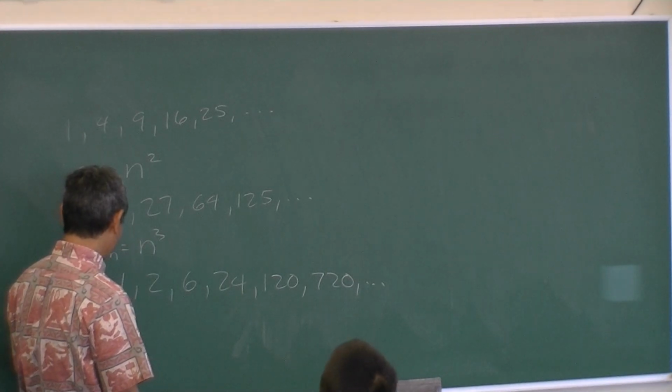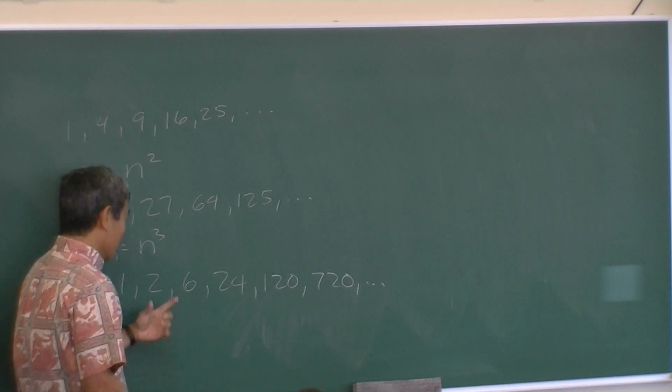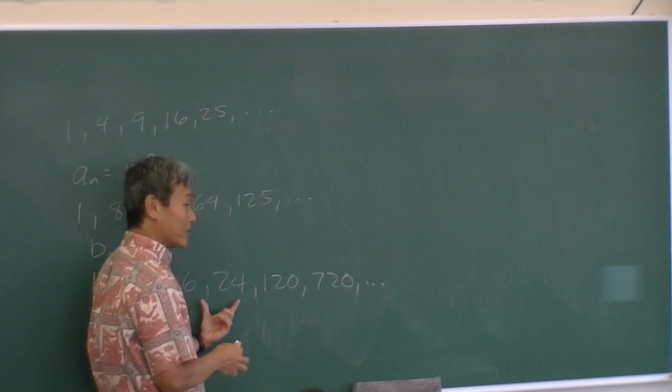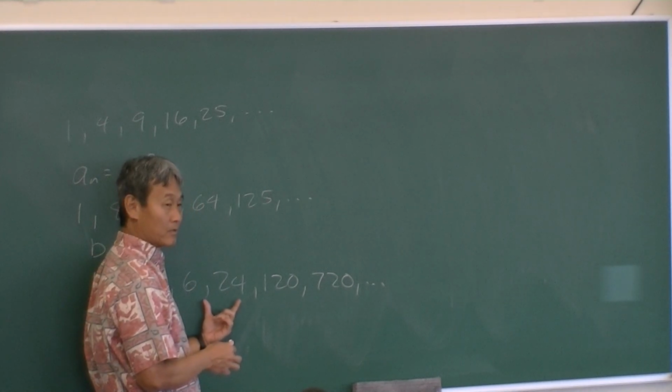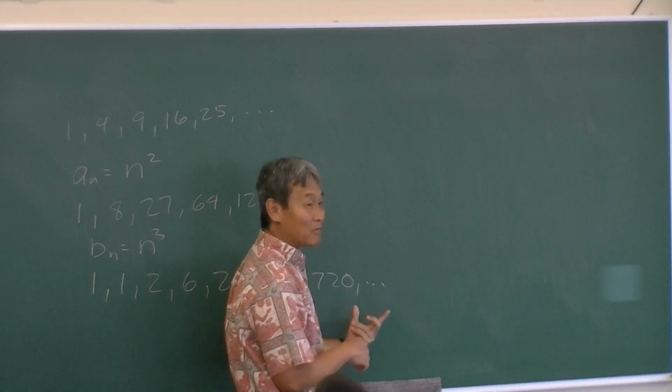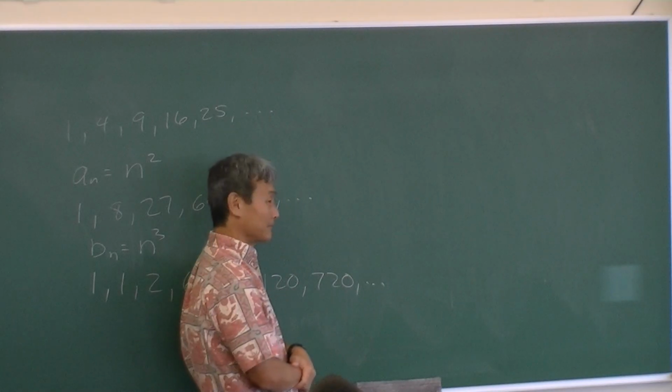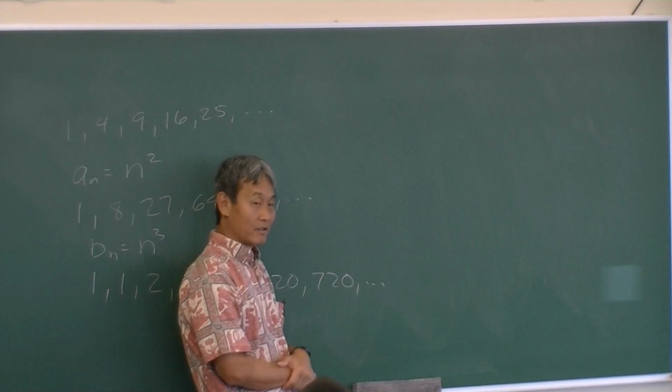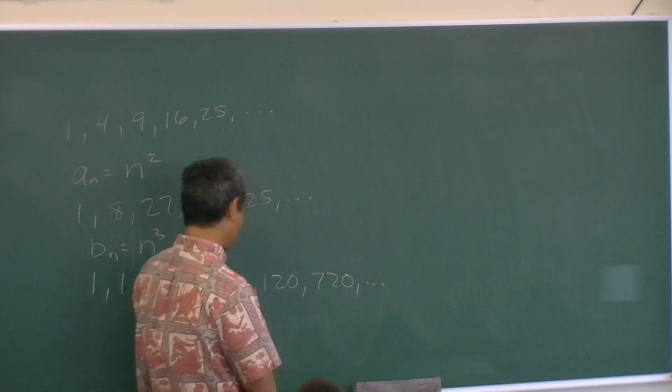Multiply by 1 to get from there to there. You multiply by 2, you multiply by 3, you multiply by 4. You see a pattern, or these are just random numbers. You multiply by 5, you multiply by 6. So the next one you can multiply by 7, which is 5040. Okay, that's elementary school.